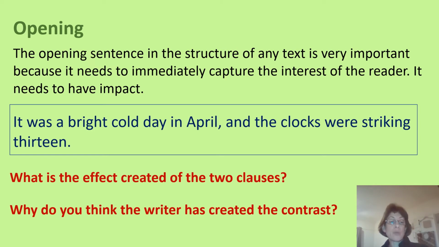So we discussed the effect of these 2 clauses. The first one is very normal, the second one is very peculiar, because clocks, certainly in 1948 when this was written, do not strike 13. An analog clock won't strike 13 or show 13 even today. At that point, people were not using digital clocks. And we talked about why the writer created a contrast and concluded that it's to introduce this strange world that we're going to meet and to get you engaged so you read further on.